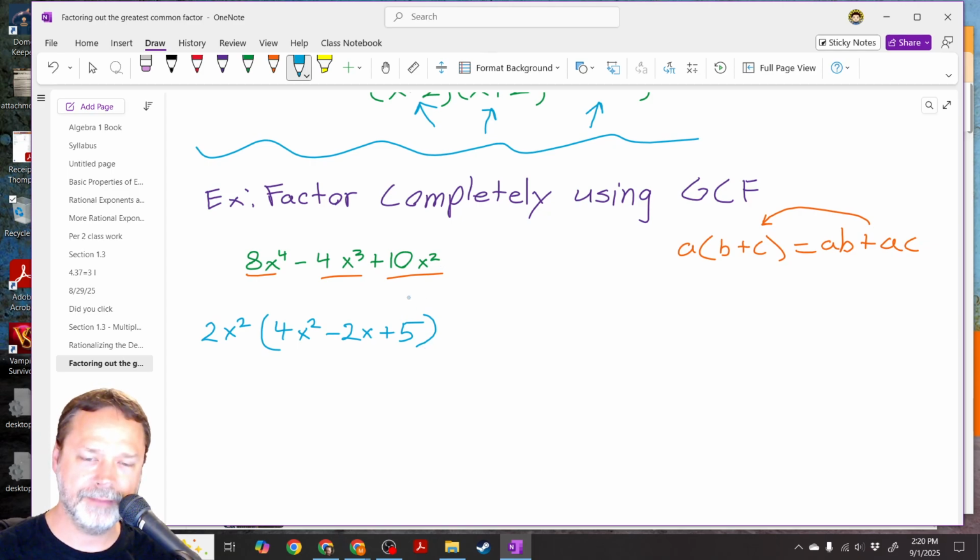Is it factored out completely? We'd have to double check this quadratic, this trinomial. There are other strategies. We might be able to break this up more. But for now, we're going to be happy with just doing the GCF.